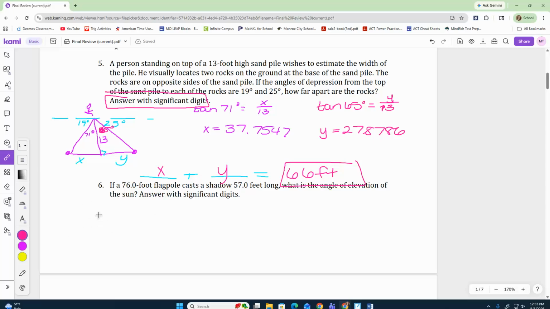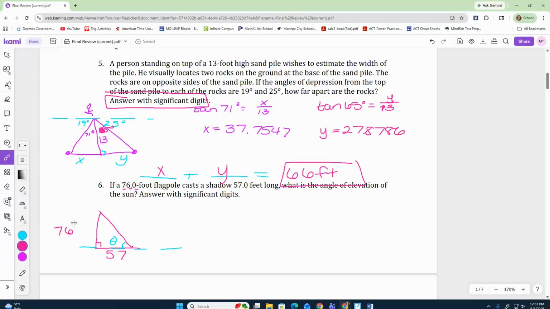Number 6, we have a 76.0 foot. So how many significant digits is that? 760, that would be 3. So that's the flagpole. Where does the shadow go? We want the angle of elevation of the sun. So an angle of depression starts from a horizontal side going down. An angle of elevation is from a horizontal going up. So it's this angle here.